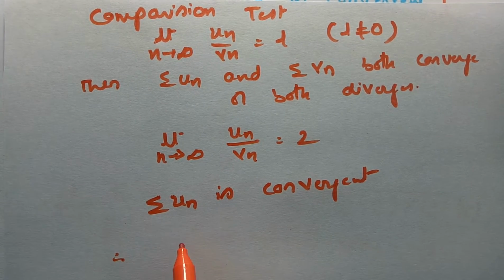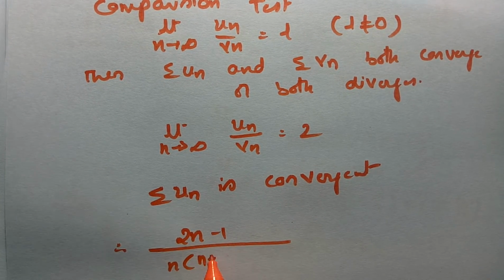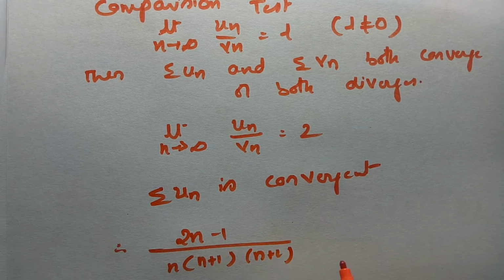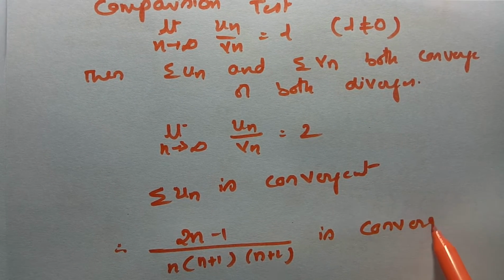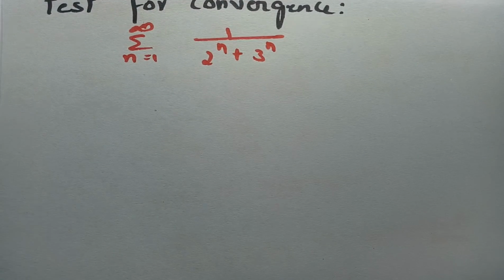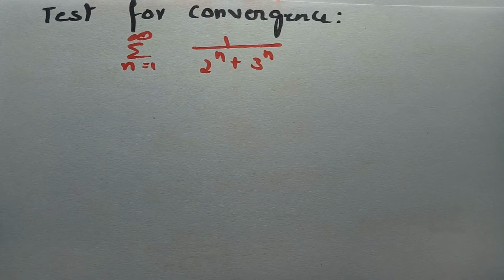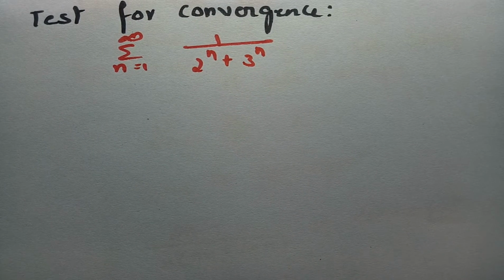Therefore, what is un? Un is nothing but 2n minus 1 by n into n plus 1 into n plus 2. So this is convergent. This is the most important thing which you have to remember. And the next most important question here, these are all the selected questions. See here, test for the convergence.